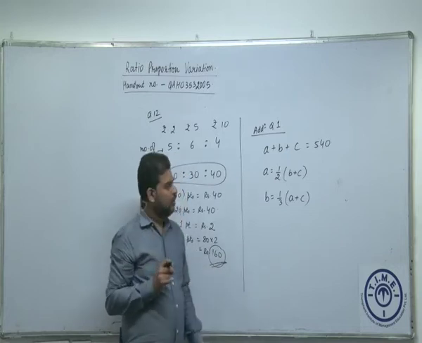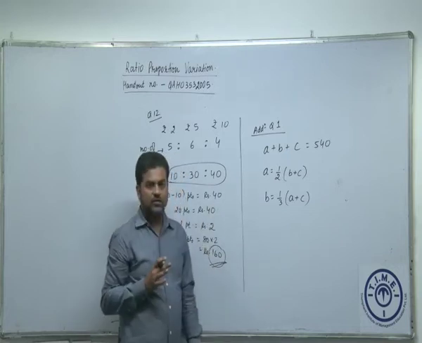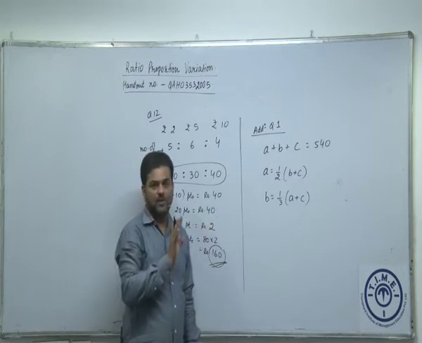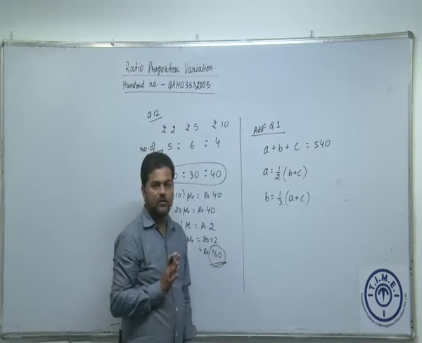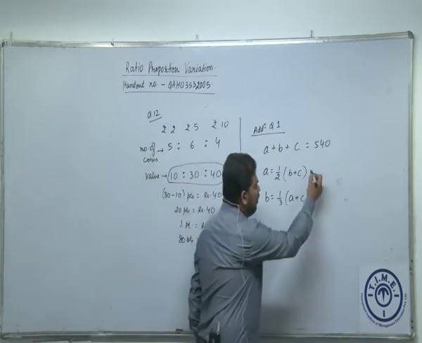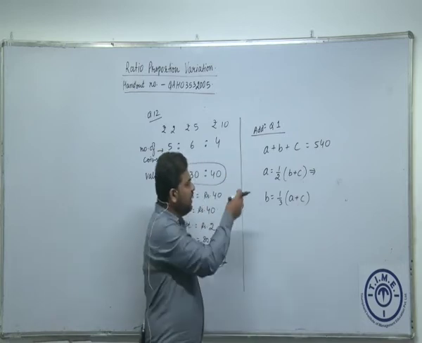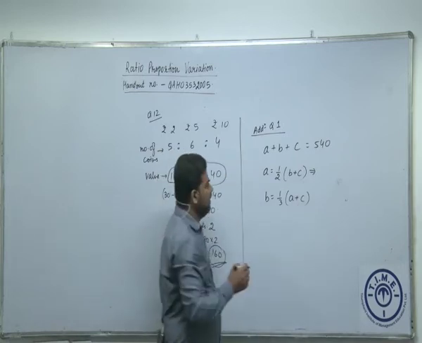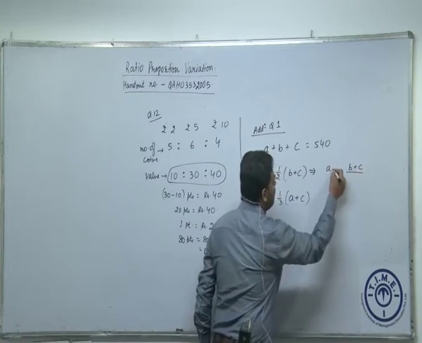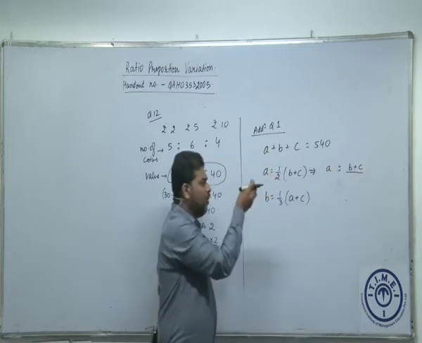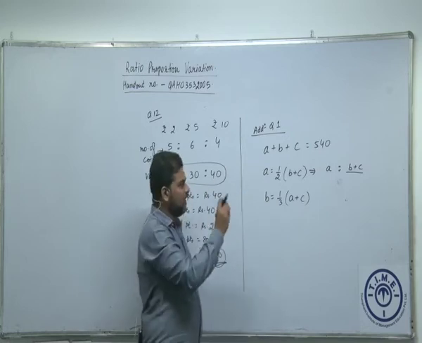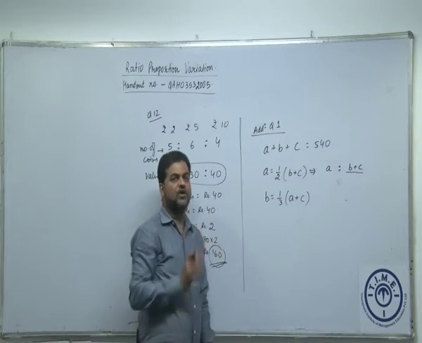And they are asking you to find the difference between the amounts received by A and B. So as you can see, we have 3 equations, 3 variables. We can solve it by using the concept that you have learned in simple equations also. But we'll do it using the concept of ratio. It will be very easy for us. So think about it. If A is getting half of B plus C, I am writing it in a little different way.